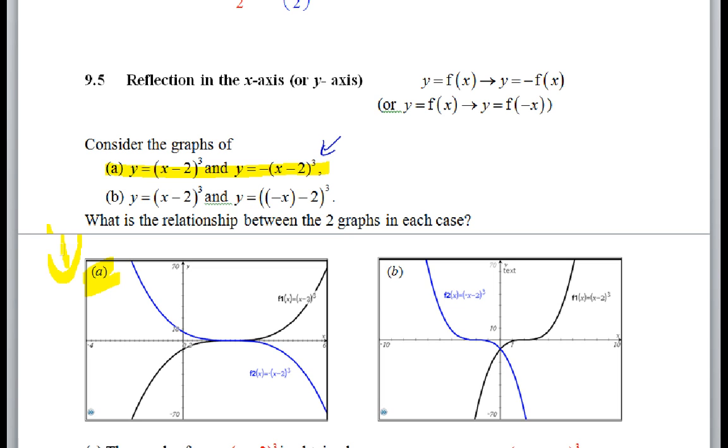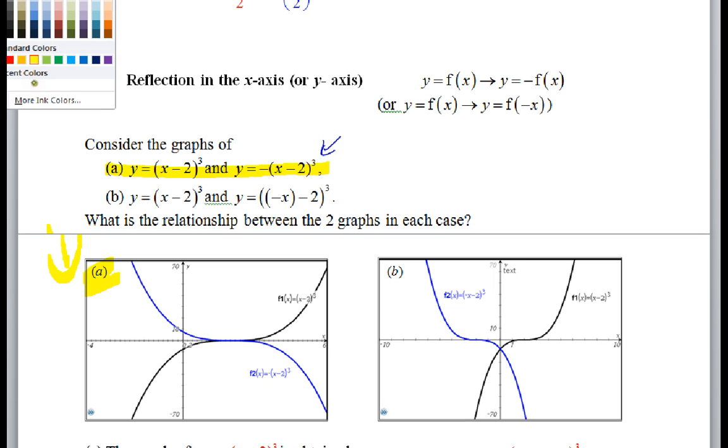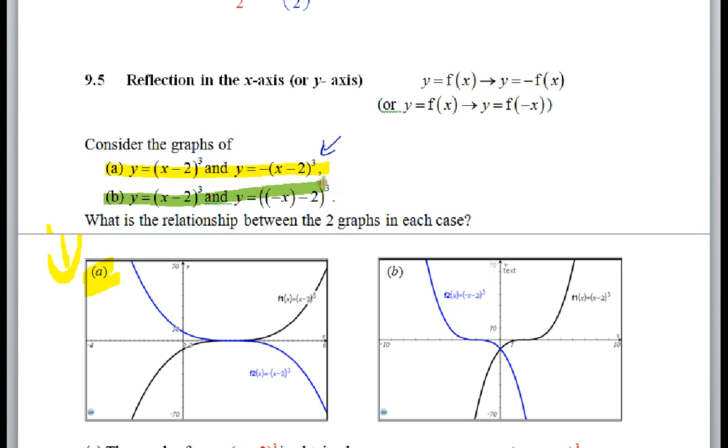What about here? B is slightly different, yeah? B is different. How different is B? B is actually replacing x with negative x. A is replacing y with negative y. Correct? If you replace y with negative y, you're actually making all the y coordinates change sign. If you replace x with negative x, you are making all x coordinates change sign. So which reflection is which? You should be able to tell.